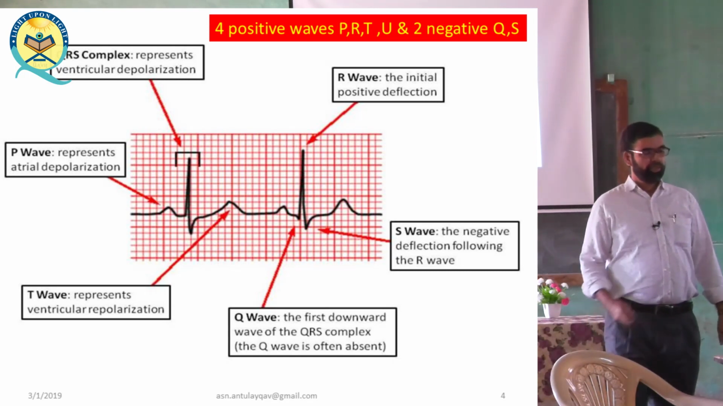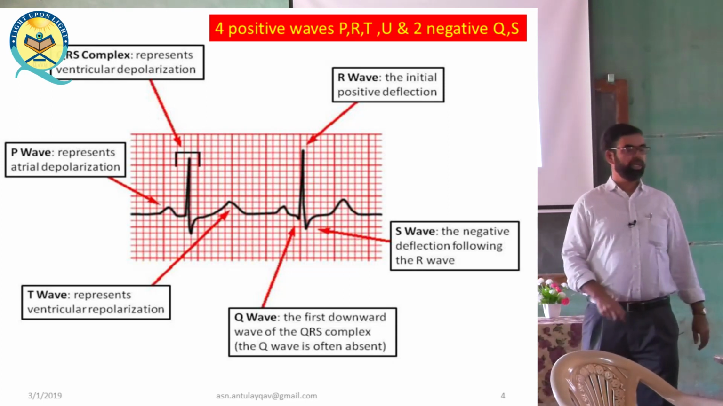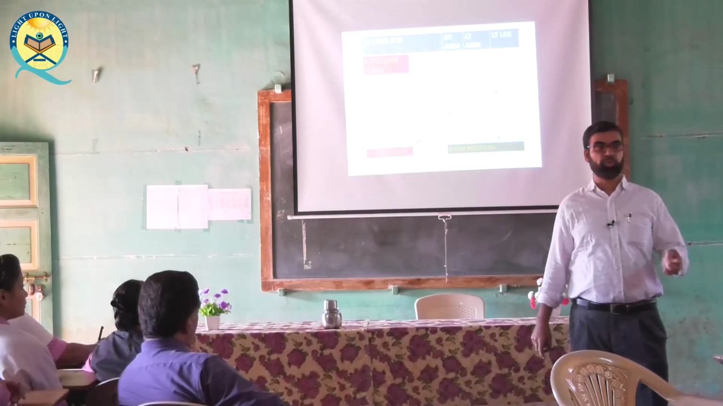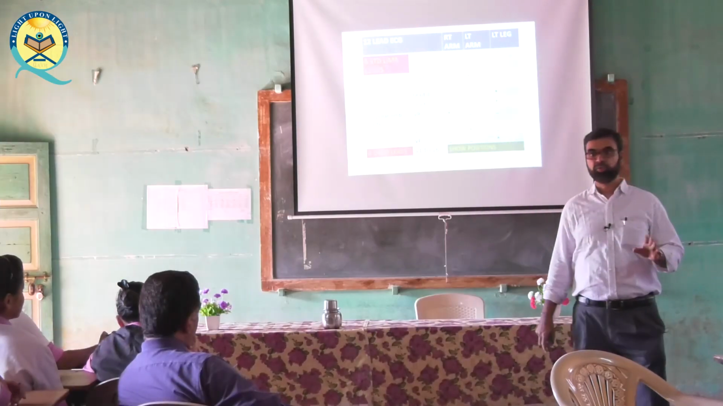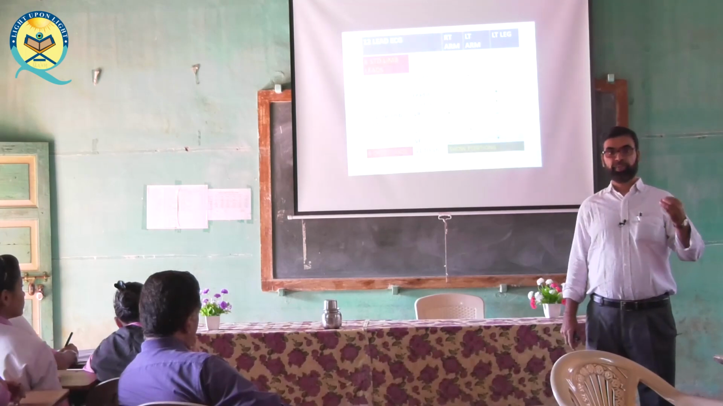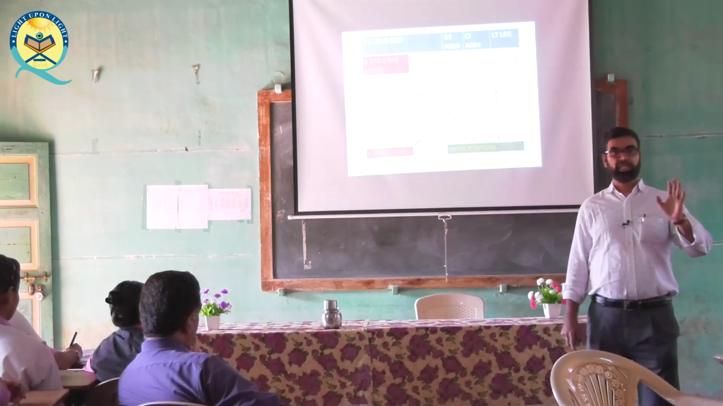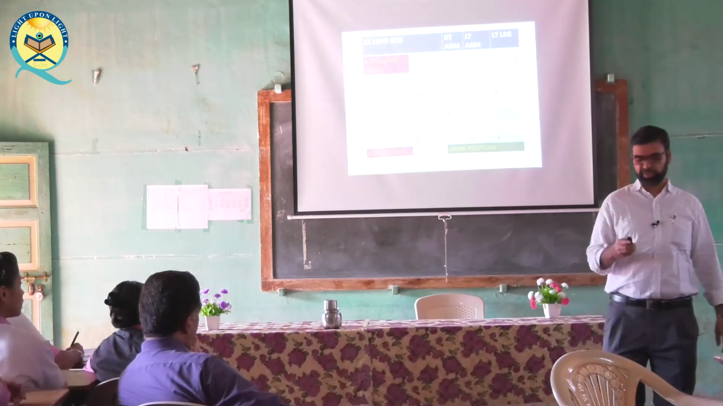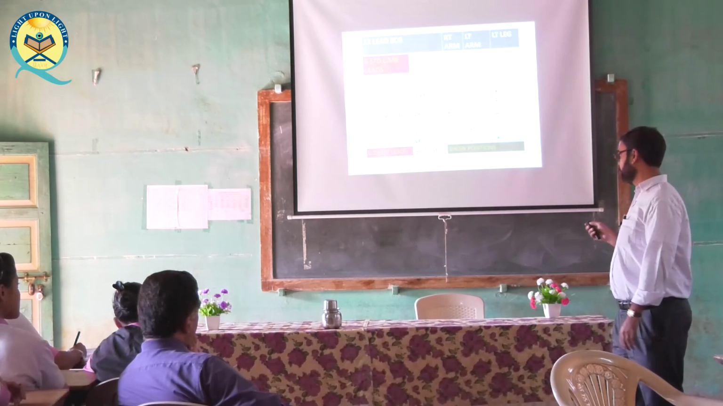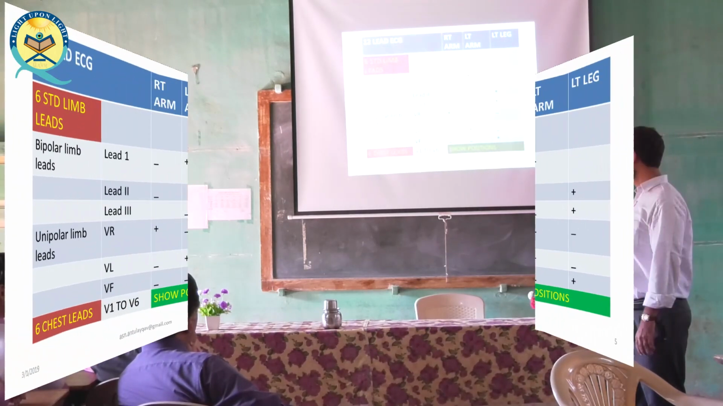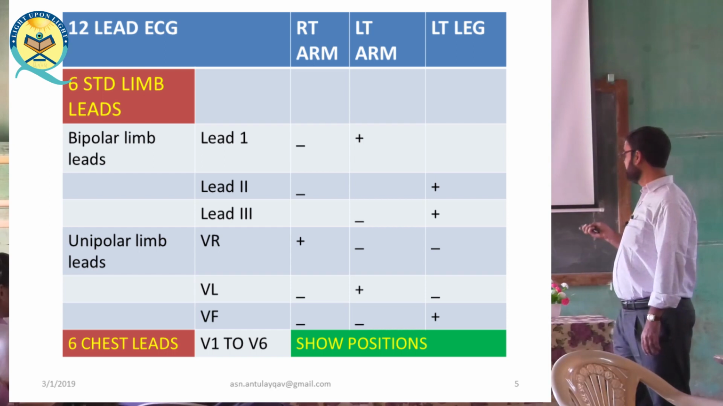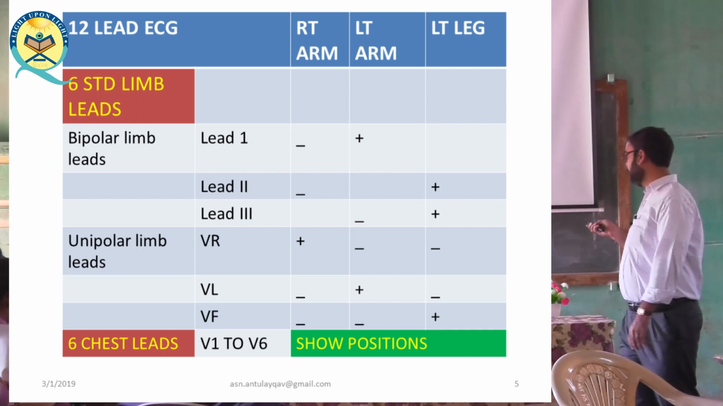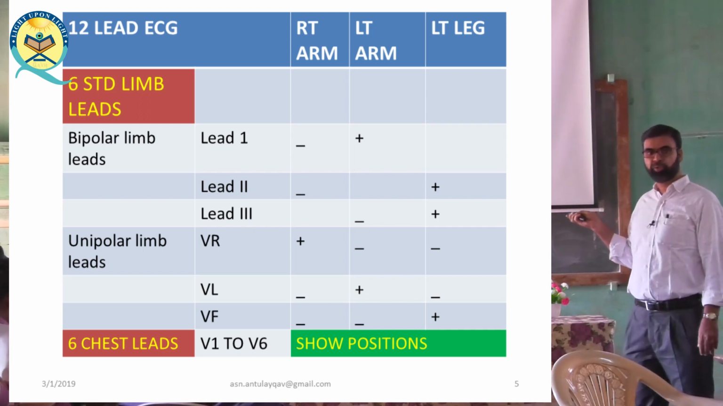Now this I have told already. The ECG we take is called 12 lead ECG. Why is it called 12 lead ECG? Because it consists of 6 limb leads and 6 chest leads. The 6 limb leads are divided further into 2 sets. One is called bipolar limb leads: lead 1, lead 2, lead 3, and the other is augmented unipolar limb leads.